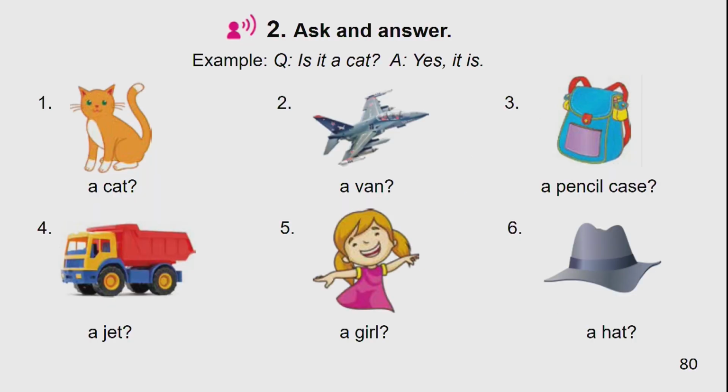Let's go back to the exercise 2. Remember, we have 3 negative answers there. They are short. Let's try to give full answers now. Number 2. Is it a van? No, it isn't a van. It's a jet. Number 3. Is it a pencil case? No, it isn't a pencil case. It's a school bag. Number 4. Is it a jet? No, it isn't a jet. It's a van. Good, guys.